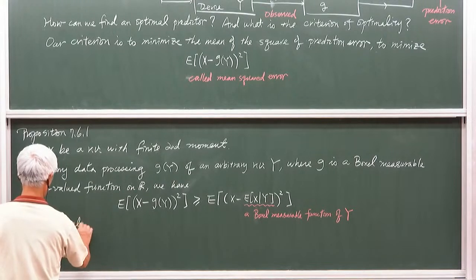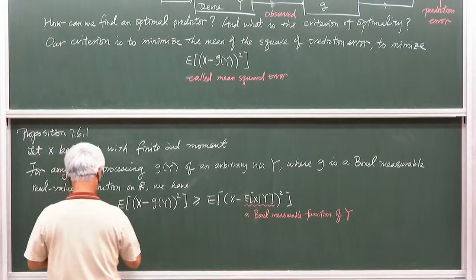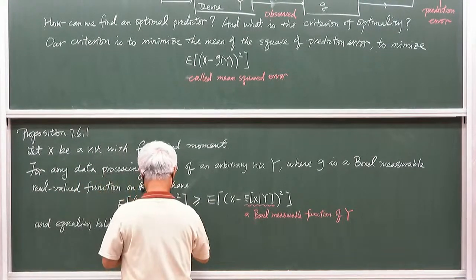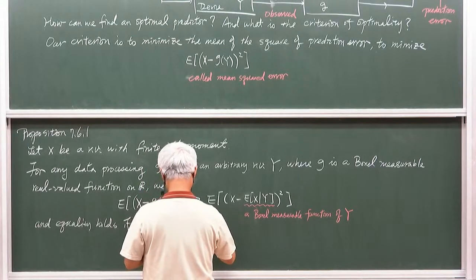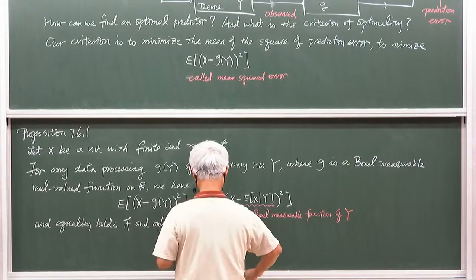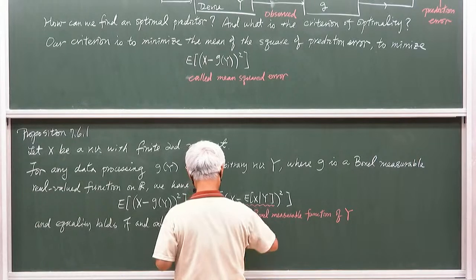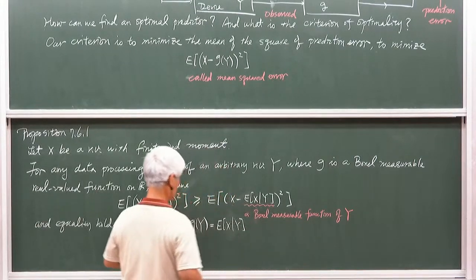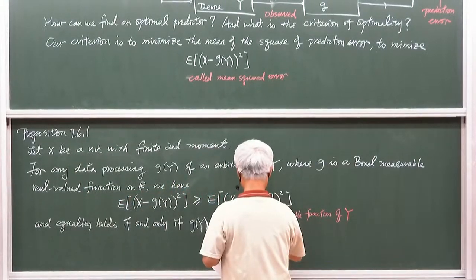So this is the lower bound, and equality holds if and only if G of Y is equal to the conditional expectation of X given Y with probability 1.